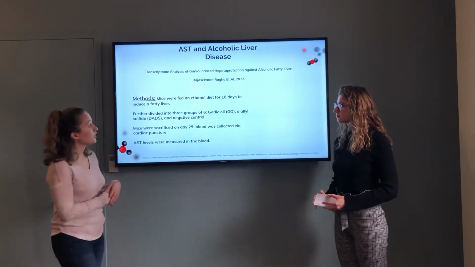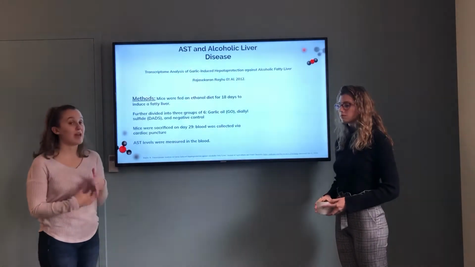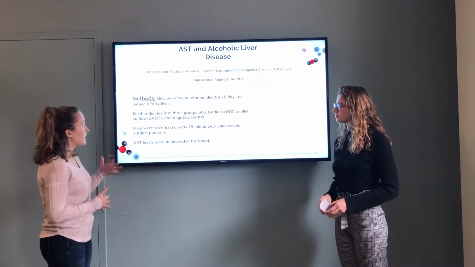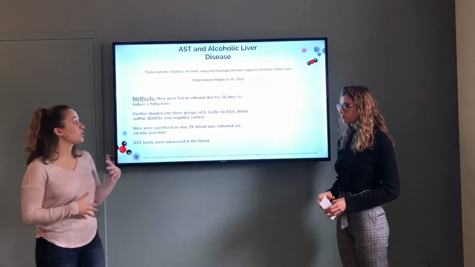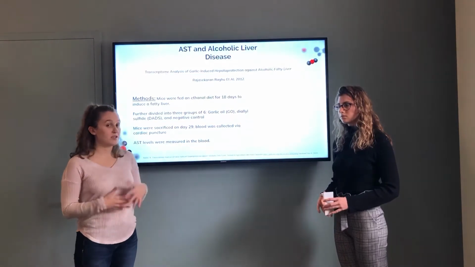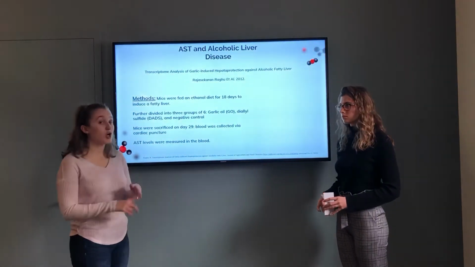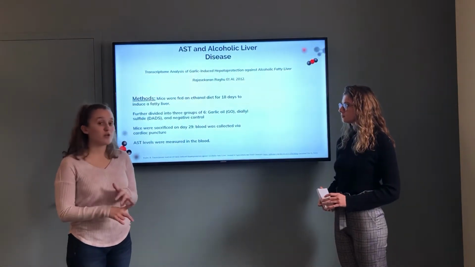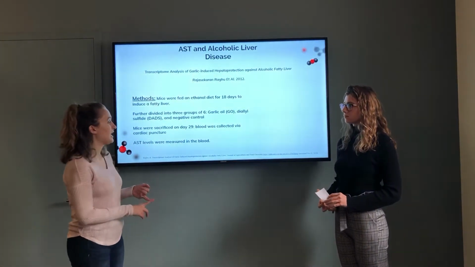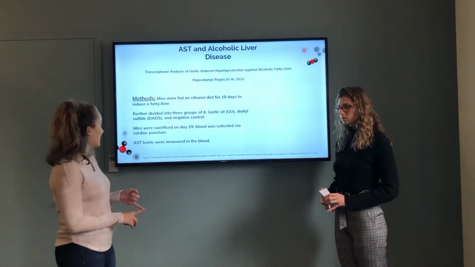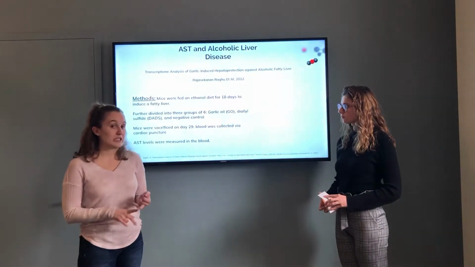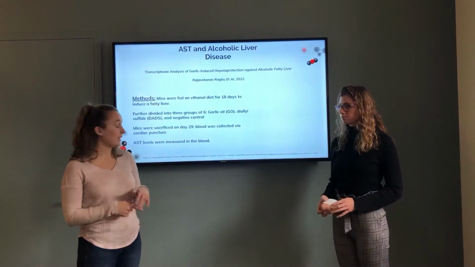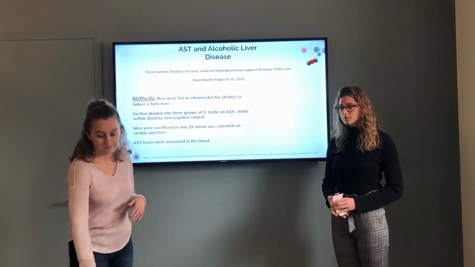For their methods, they took 18 experimental mice and fed them an ethanol diet for 18 days to induce an alcoholic fatty liver. These 18 mice were then divided into groups of 6, each receiving a different treatment. 6 of them received the garlic oil treatment, 6 of them received the diallyl sulfide treatment, and 1 group just received the alcoholic diet and no treatment to induce hepatoprotection. These mice were then sacrificed on day 29 and their blood was collected via a cardiac puncture. From this blood that was collected, the AST levels were measured.